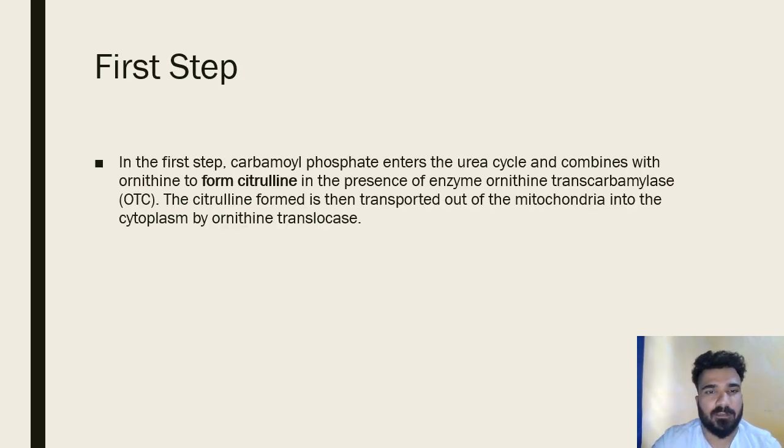First step. In the first step, carbamoyl phosphate enters the urea cycle and combines with ornithine to form citrulline in the presence of the enzyme ornithine transcarbamylase. The citrulline formed is then transported out of the mitochondria into the cytoplasm by ornithine translocase.